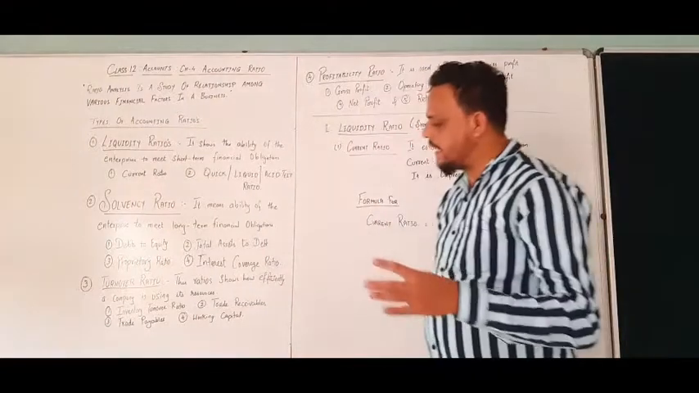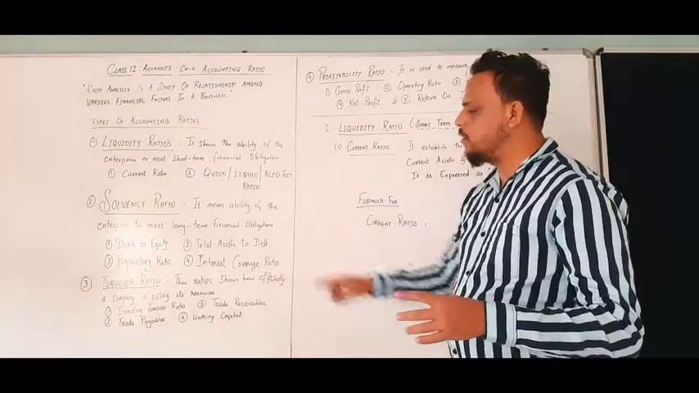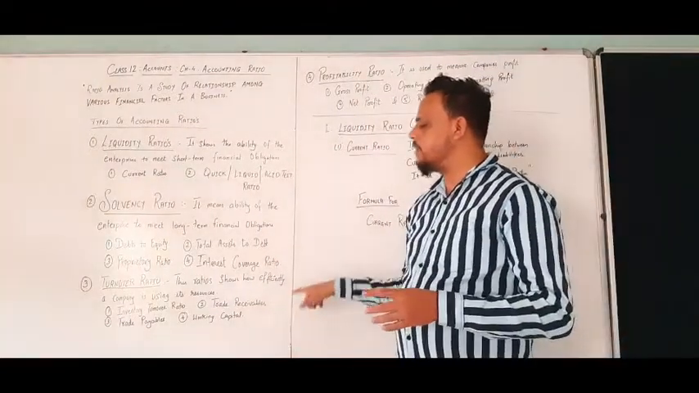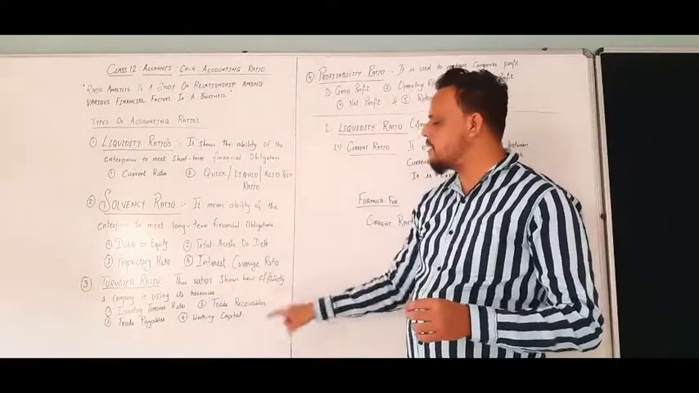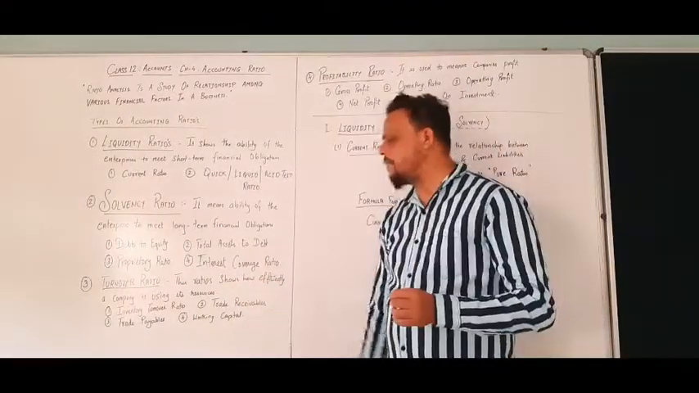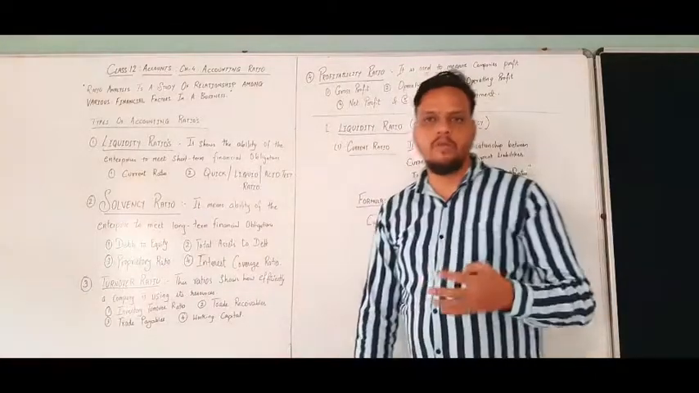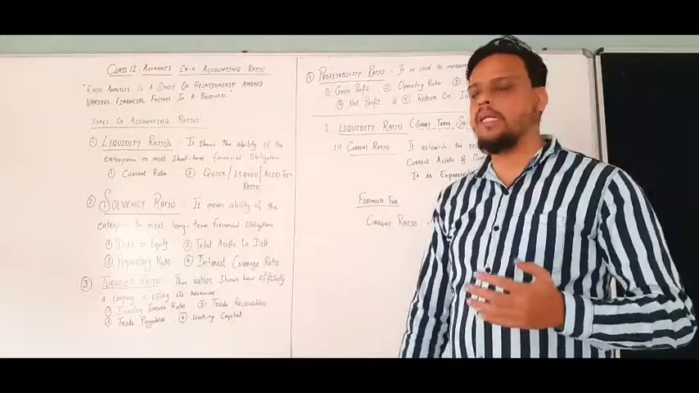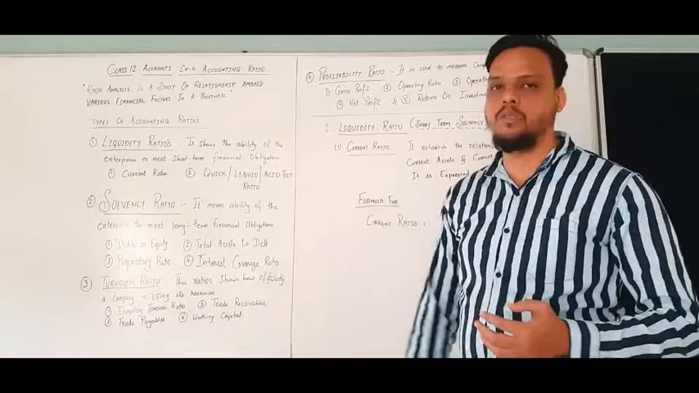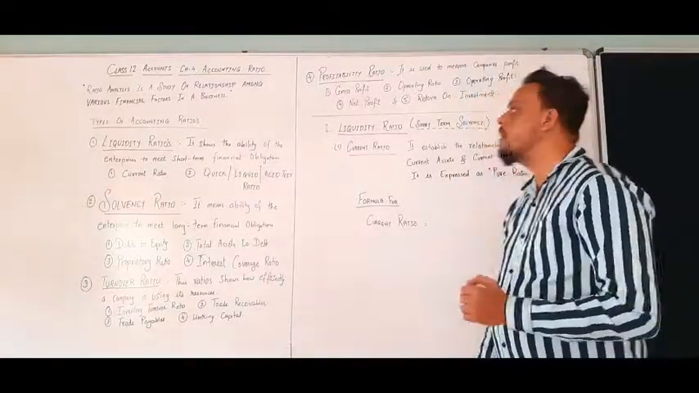Here we have 4 categories again: inventory turnover ratio, trade receivable turnover ratio, trade payables turnover ratio, working capital turnover ratio. Here also we are having 4 categories. In these 4 categories we have different formulas also to solve the problems.